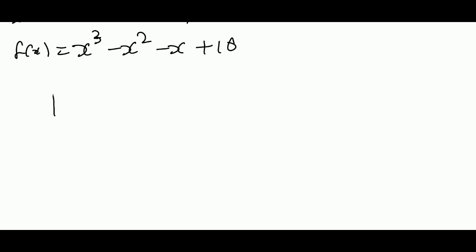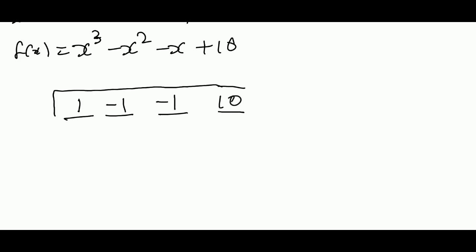So remember, we draw this. Then we have our critical number. We have A, B, C, and D. What are our A, B, C, and D? Our A is 1. Our B is -1. Don't make a mistake. It goes with the negative sign. Our C is -1. Our D is 10. Then we draw our line here.